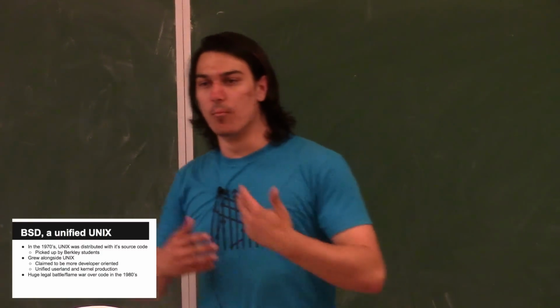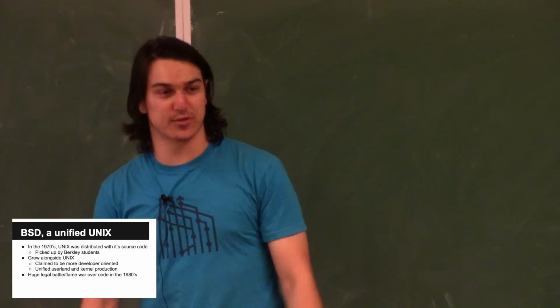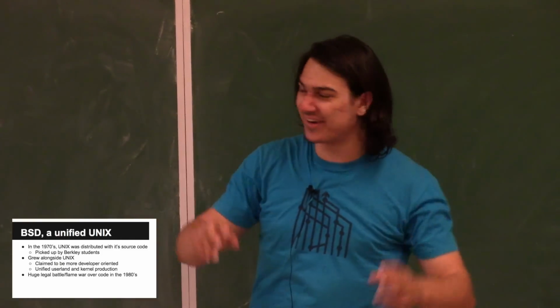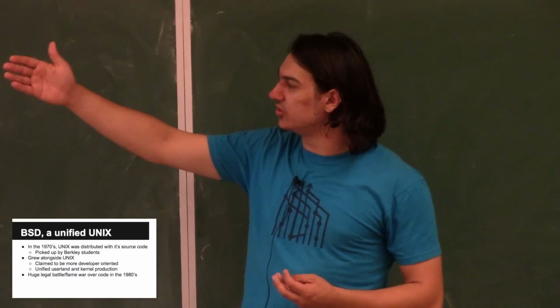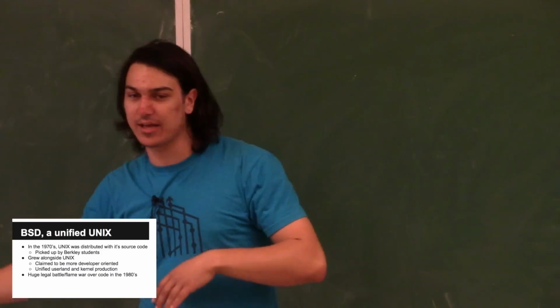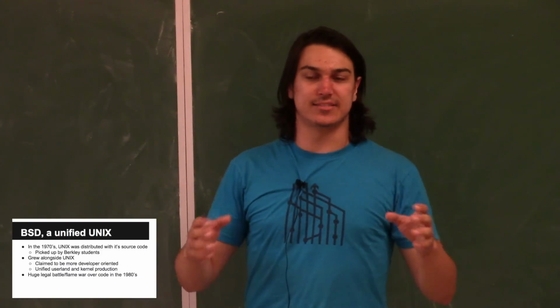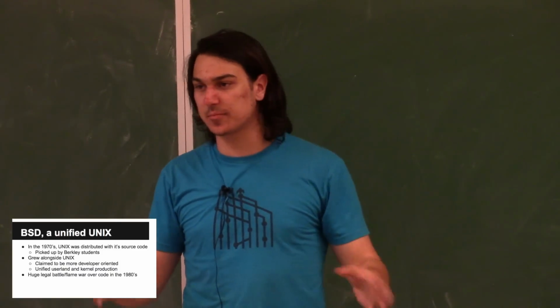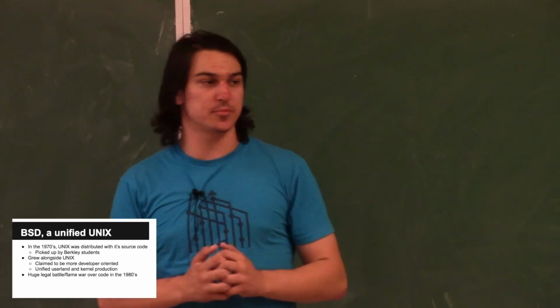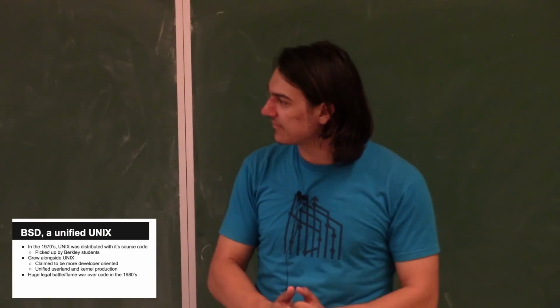BSD claimed that it was more oriented towards developers, more oriented towards the long hairs, as I said earlier. And it did something called Unified Userland and Kernel Production, which I'll talk about later, but basically it means instead of UNIX having two main parts developed separately, it was actually all developed as one, so it could interface even more tightly.